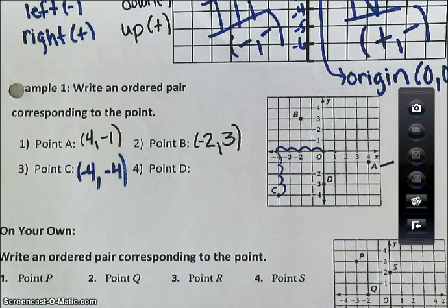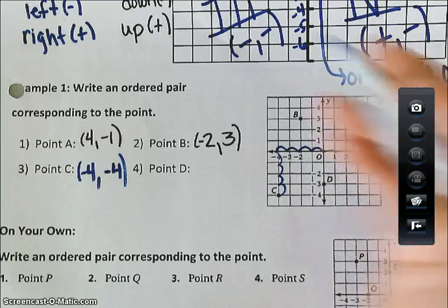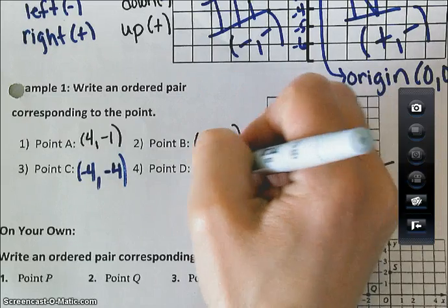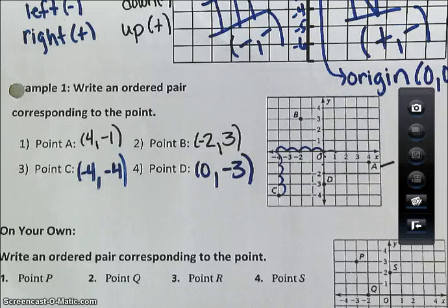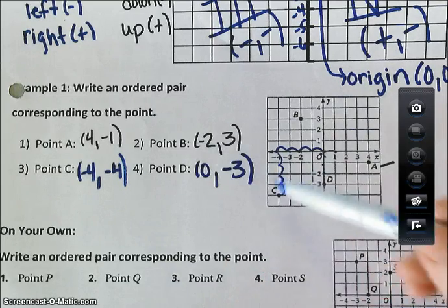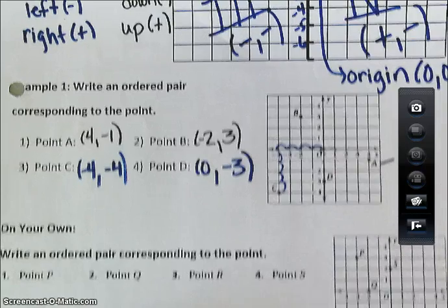And then our last one is point D. Well, I started at the origin, and you ask yourself, I didn't have to go left or right. So you would write 0. I didn't have to go anywhere, so I'm right here on 0. And then I have to go down, which is 1, 2, 3, which gives me 0, -3. So take a moment, make sure you understand how I found all of those ordered pairs, and then try the on your own questions next.